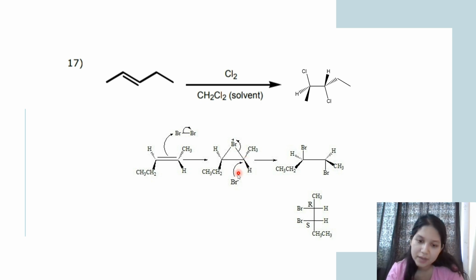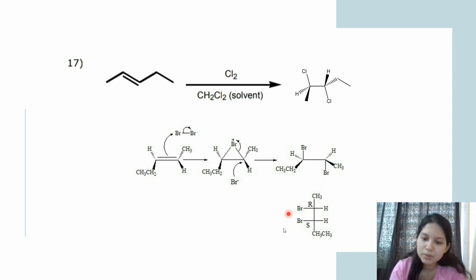So after the attack of bromide ion at this carbon atom, the three-membered bromonium ion will get broken down and you will get this anti-dibromo compound. Always remember, the bromide is coming from the opposite face. So both the bromine atoms will be placed in the opposite faces.